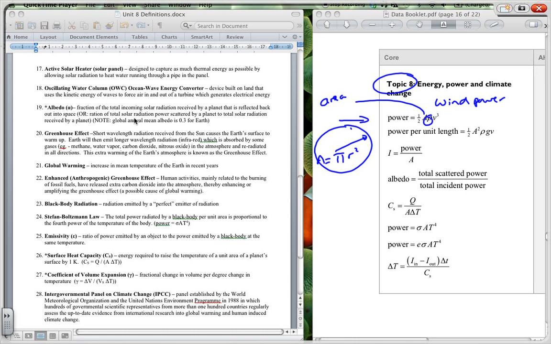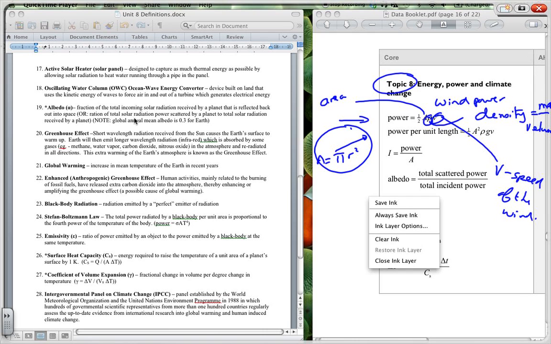The rho here is your density, and remember that is given by mass over volume. And v is the speed or the velocity of the wind, and it is cubed. So that's that first formula.